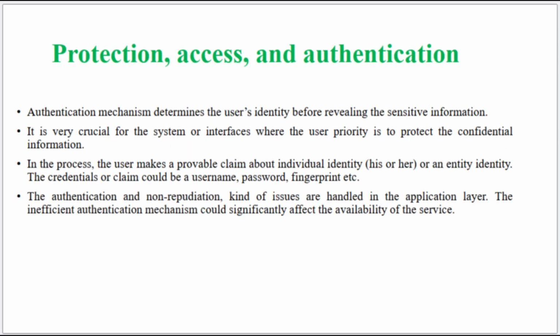16. Protection, access, and authentication. An authentication mechanism determines the user's identity before revealing sensitive information. It is very crucial for systems or interfaces where the priority is to protect confidential information. In the process, the user makes a provable claim about their identity, or an entity's identity. The credentials or claim could be a username, password, fingerprint, etc. Authentication and non-repudiation issues are handled in the application layer. An inefficient authentication mechanism could significantly affect the availability of the service.